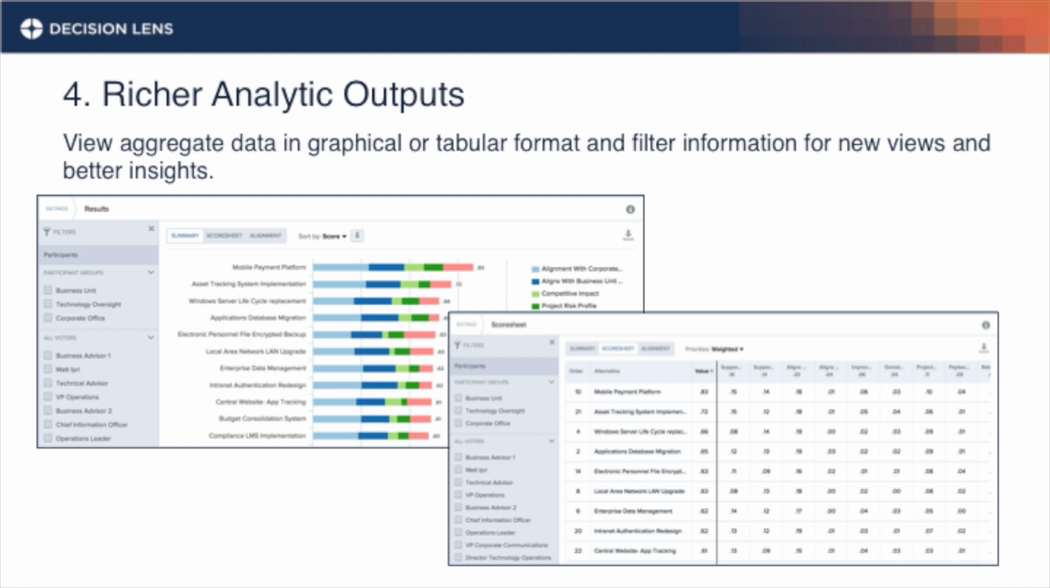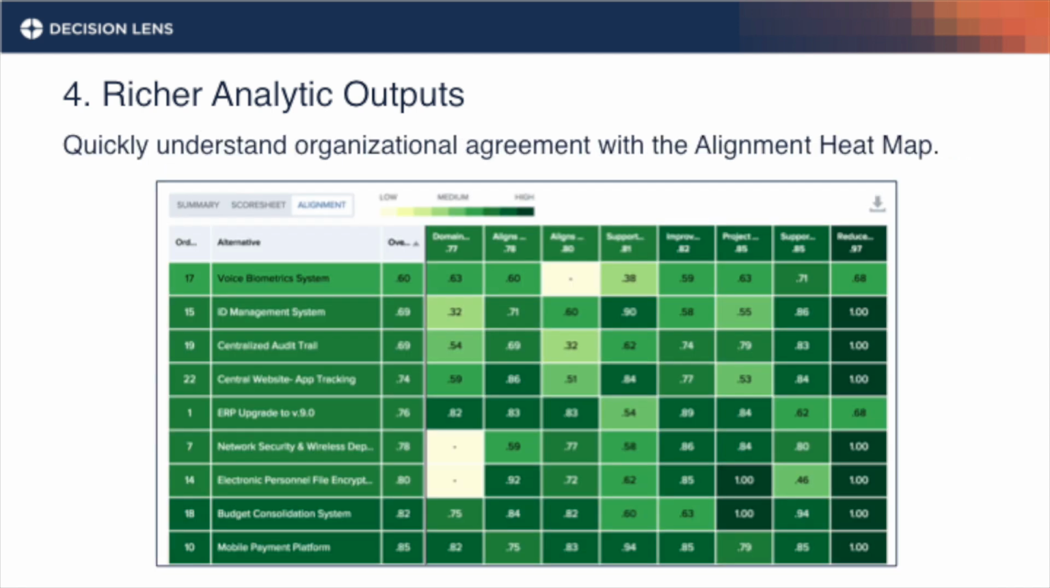I think my favorite new graphic piece of analysis that we provide is a new alignment heat map. It's a great way to quickly understand your organizational agreement, and it's an easy way to understand in three different areas. I can look at my alternative overall alignment. I can look at a specific criterion overall, and if I look in a cell, I can see the individual alternative criterion combination alignment.